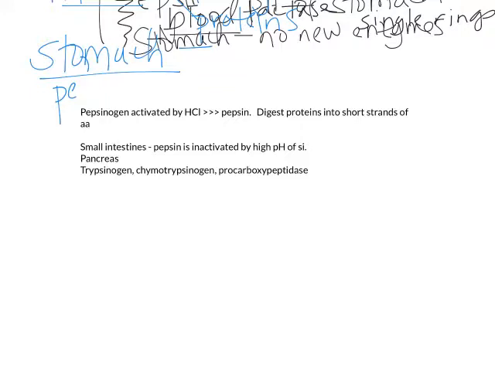Okay, so trypsinogen, chymotrypsinogen, and procarboxypeptidase. Okay, now they're going to get dumped down the main pancreatic duct. So think about the ducts in the pancreas. Dump down the pancreatic duct, and they're still inactive.